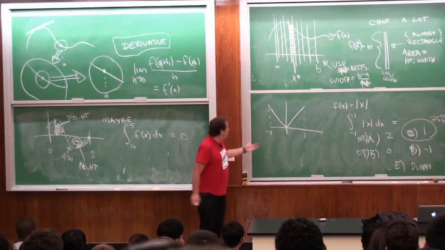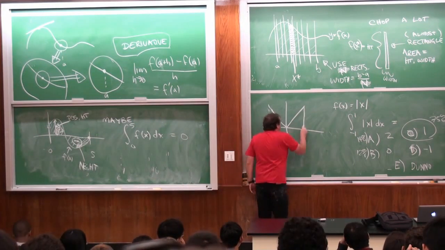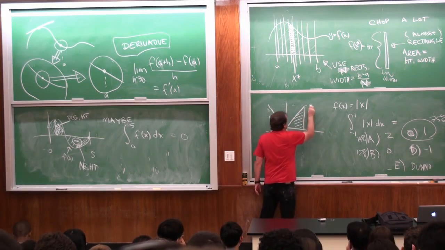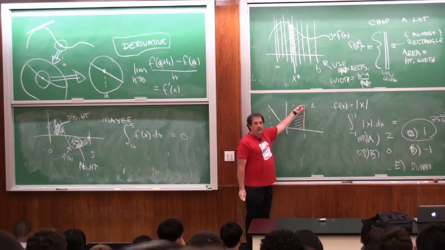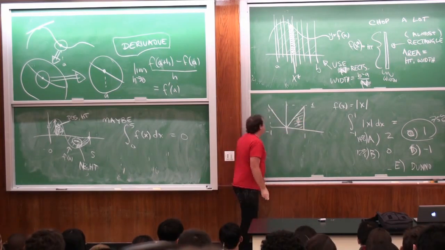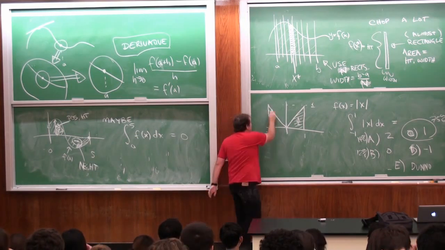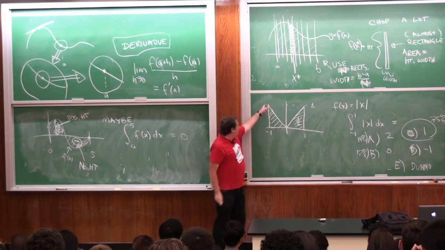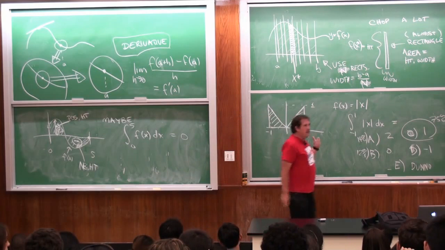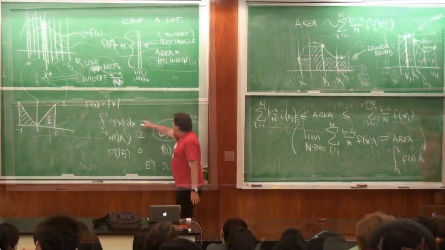But if you just look at this picture, this is a question about area. What is the area of this triangle? 1/2. The height here is 1, because the absolute value of 1 is 1. The width is 1. So this area is 1/2. Over here, this graph is above the axis, so its area is also 1/2. You could also think, cut this out, lay it down there, you get a 1 by 1 square. If the area of a 1 by 1 square is not 1, something is very wrong. So the answer is, in fact, 1.